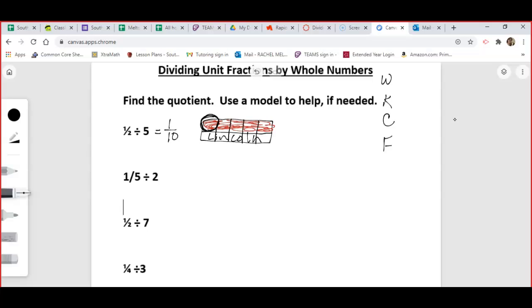Okay, so our whole number is changed to a fraction. We keep our first number, so we keep 1/2. We change our operation to multiplication, and we flip our reciprocal. So everyone, what is the flip of 5 over 1? 1 over 5. Okay, and then we just multiply. So what is 2 times 5, everybody? 10. So our answer is 1/10. Brandon, question?